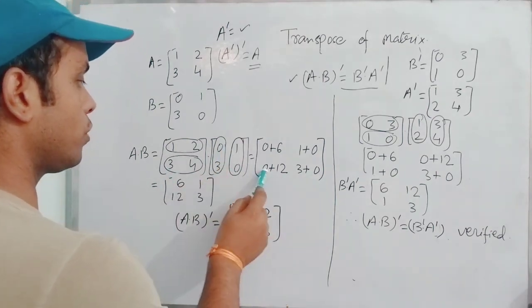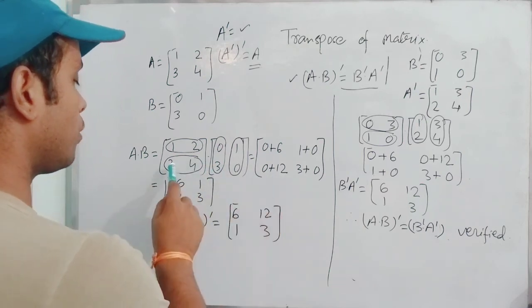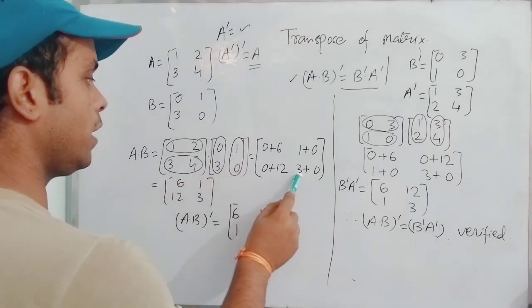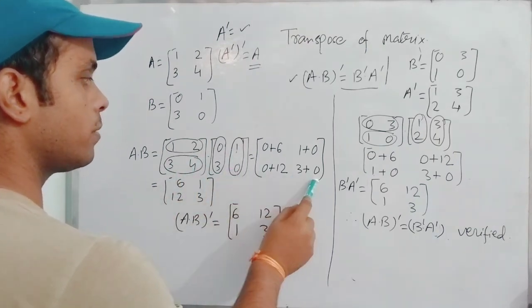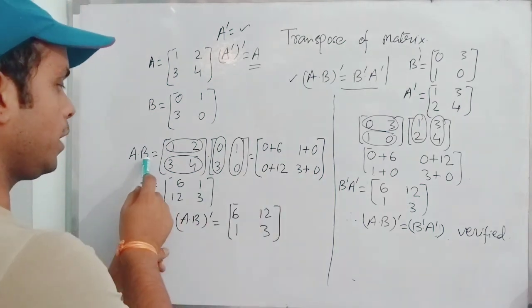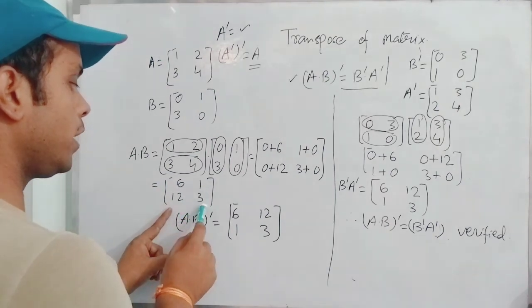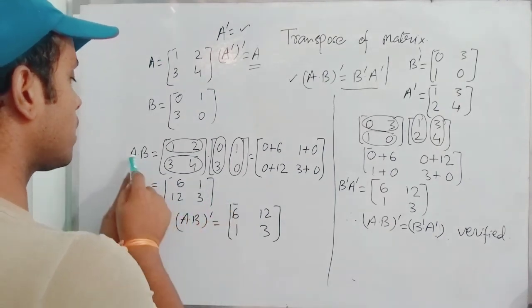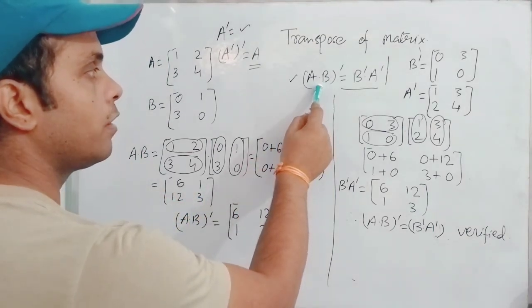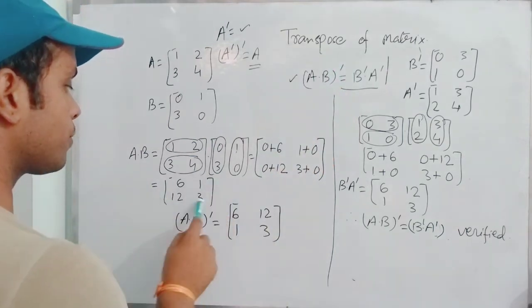Then you obtain these two results. 3 into 0 is 0, 4 into 3 is 12. Okay, now multiply this row with the second column. 3 into 1 is 3 and 4 into 0 is 0. So we obtain the multiplication A into B as [6, 1; 12, 3]. This is the matrix of A into B, but what was required in the left hand side? We need (A into B) transpose. So find its transpose now.